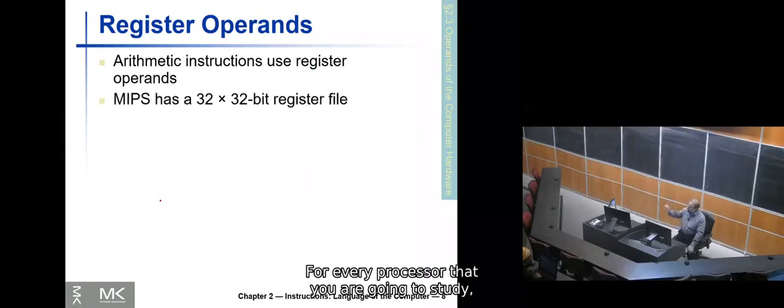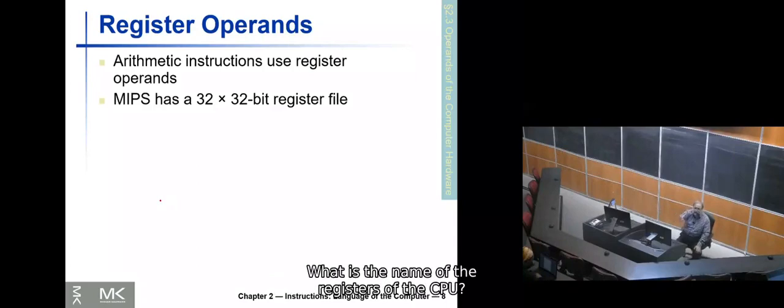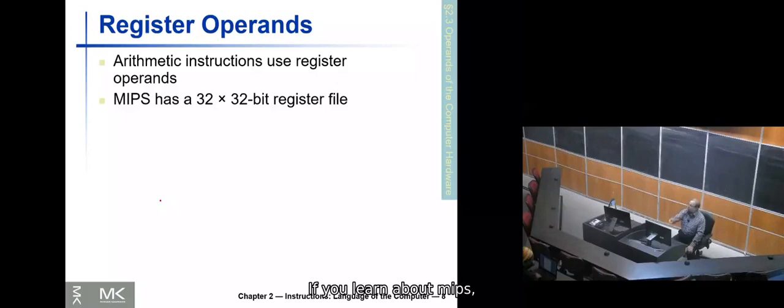For every processor that you are going to study, it's good to start with registers. How many registers does it have? What is the name of the registers of that CPU? If you learn about MIPS, then if you go to x86 and want to learn those instructions, that would be very easy. You have the ideas here, they're the same there. If you go to ARM, it's almost similar. You learn very fast. So the ideas are the same. So the first thing that we are going to talk about is registers.